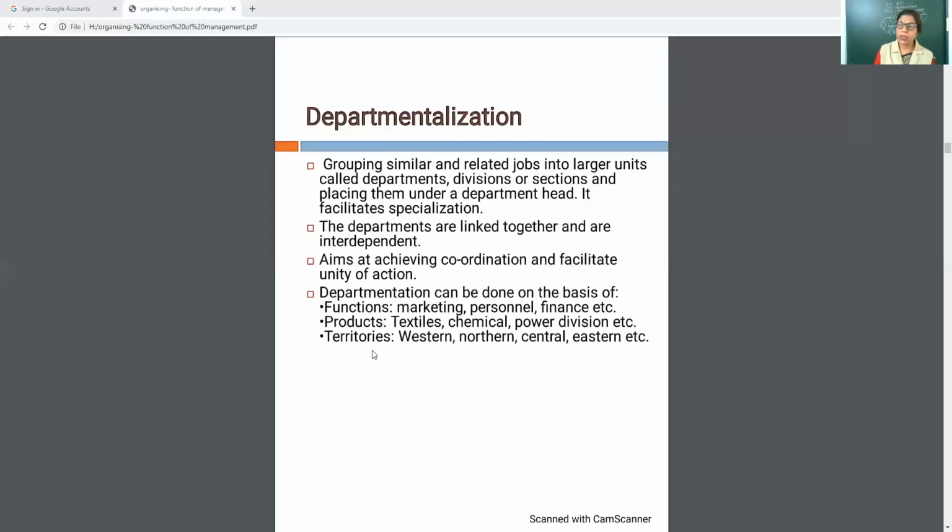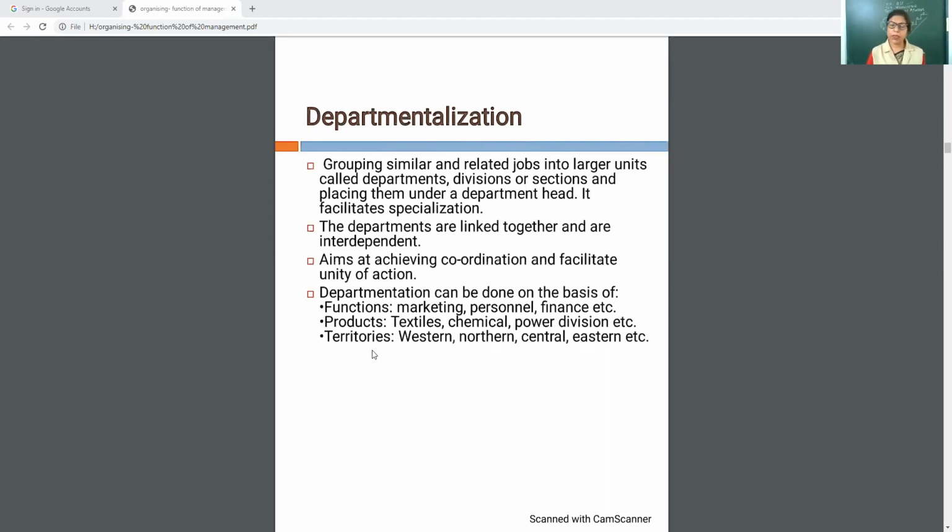My dear children, see, this is the second step of organizing. In the first step, they identified and divided the work. Then, in the second step, they made the departments. Department means similar activities should be grouped together and make one department, one division, one section, like all commerce students are in 12C section. This is departmentalization. Same in the organization also. Departments are interlinked but interdependent also, and the aim of departmentalization is coordination. They work like a team.